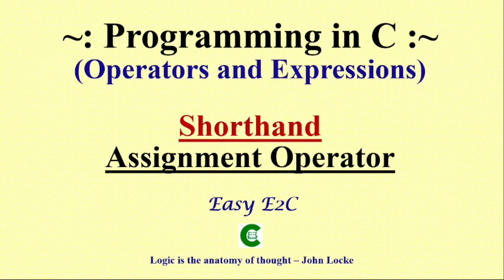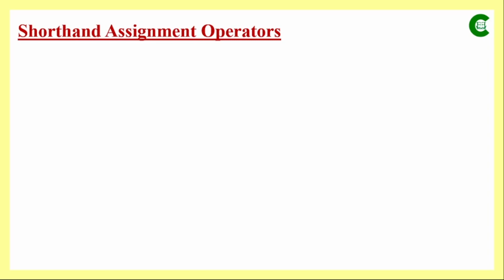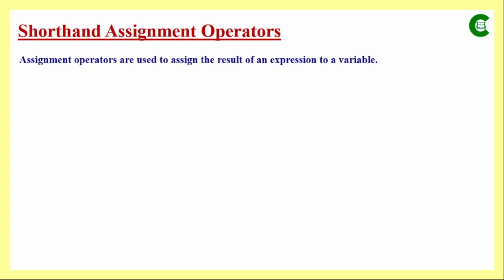We have already learned about arithmetic operators, relational operators, and logical operators. In today's class, we will be learning about the shorthand assignment operator. We are familiar with the assignment operator. Assignment operators are used to assign the result of an expression to a variable. And this is the assignment operator that we use in our C programs.